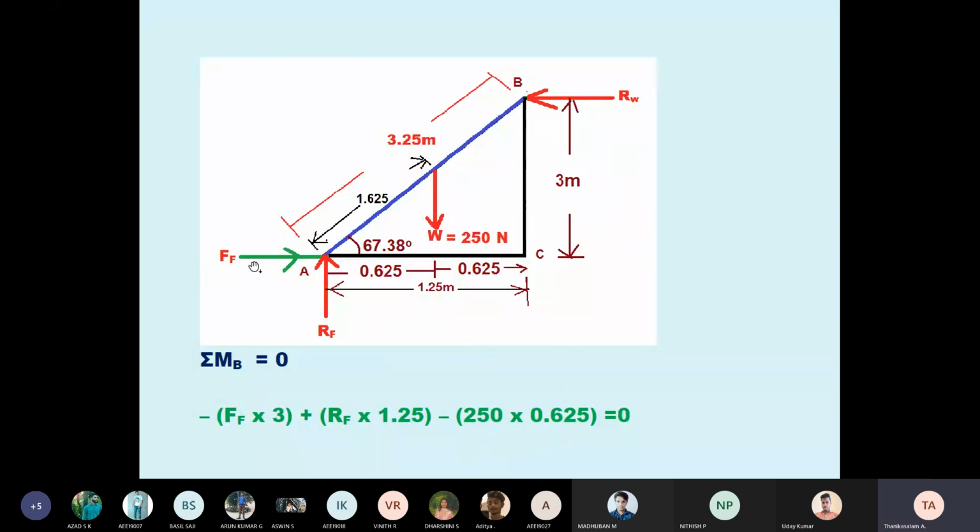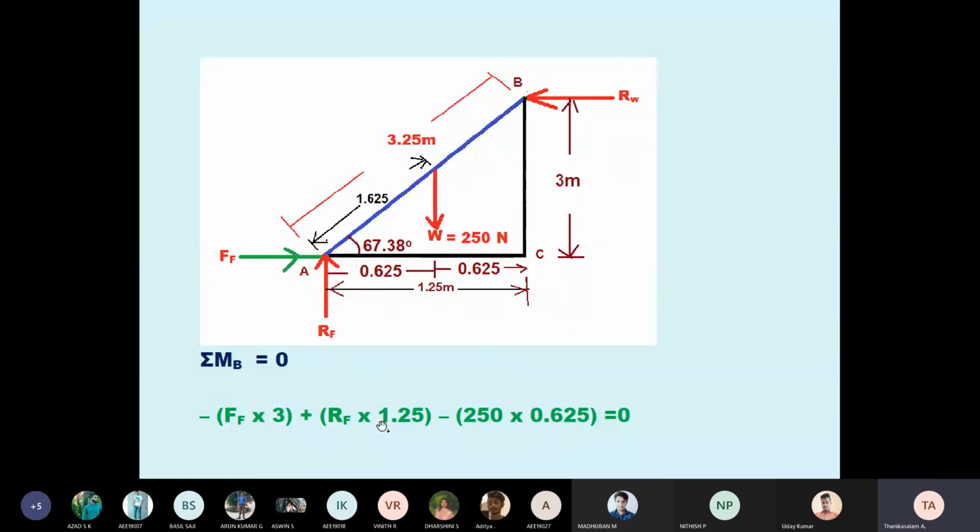See, the FF is acting at A, but you have to project up to C. Now see, with respect to point B, what is the distance? 3 meter. Therefore, FF into 3, anti-clockwise. Now see RF. RF is here, but with respect to B, it is upward, and the horizontal distance is 1.25 meters. So perpendicular. Therefore, RF into 1.25, clockwise.